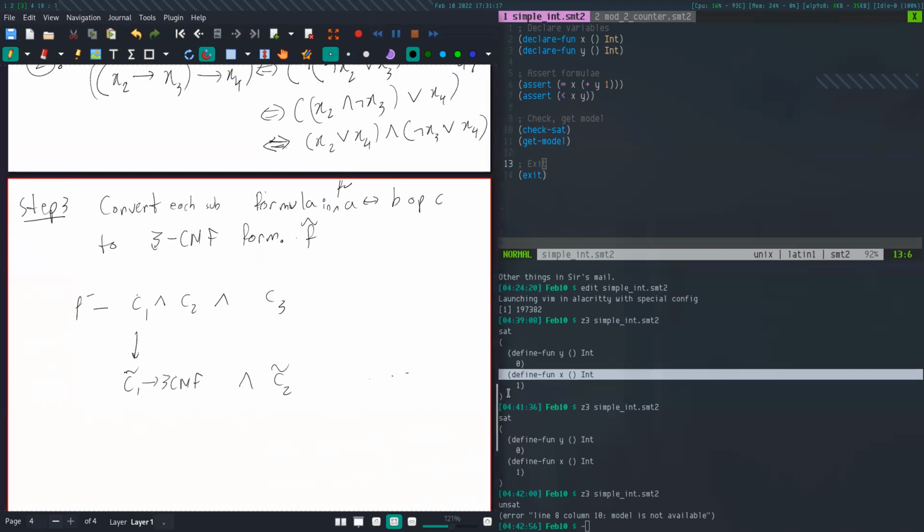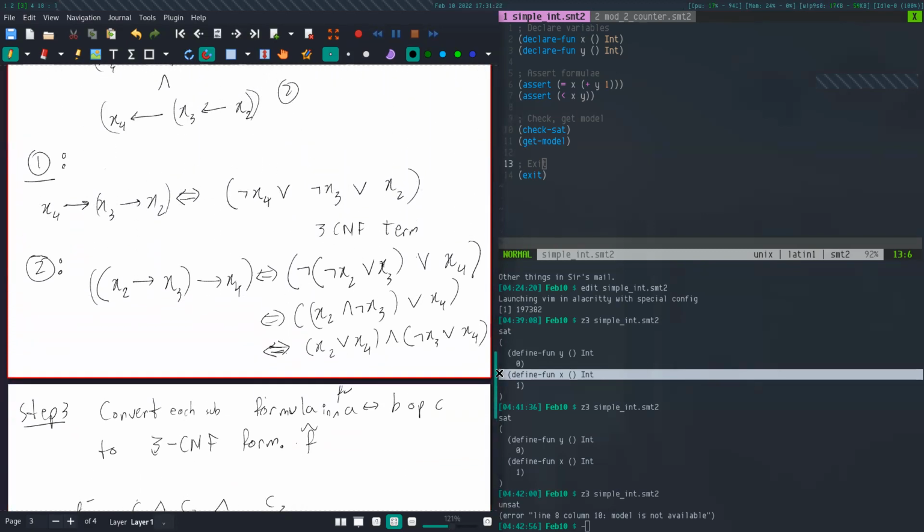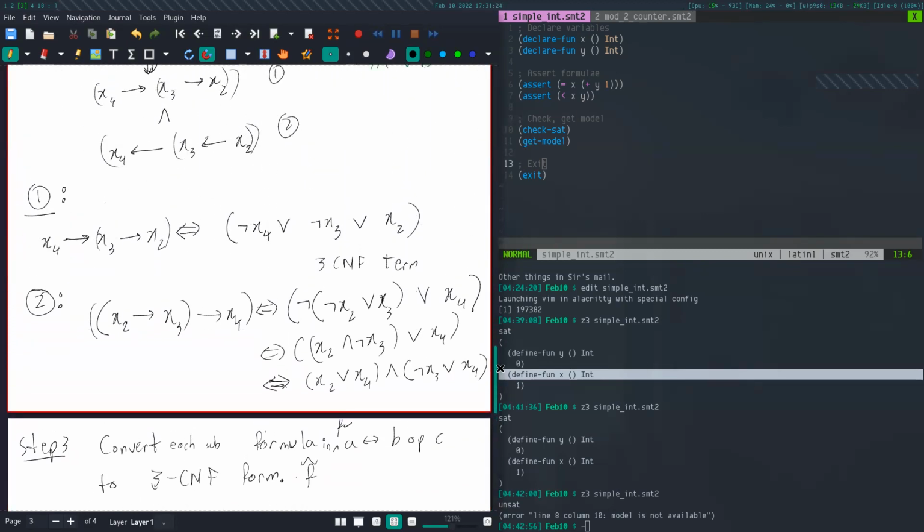Is this clear? Can you scroll a bit up? Yeah, I just want to see one thing. Yep, now it's okay.